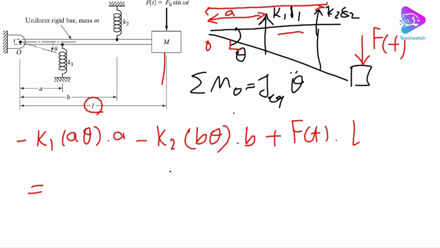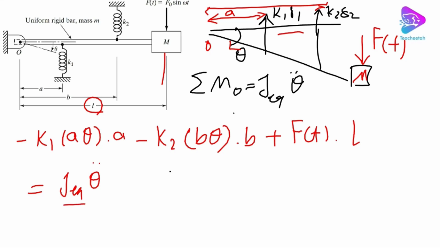And what is J equal? J equal, we need to find it separately. So we have J equal times theta double dot, and we don't need to use the brackets here, so I'm going to erase these two. The only thing we need to find is J equal.